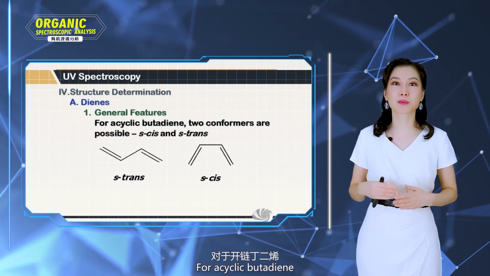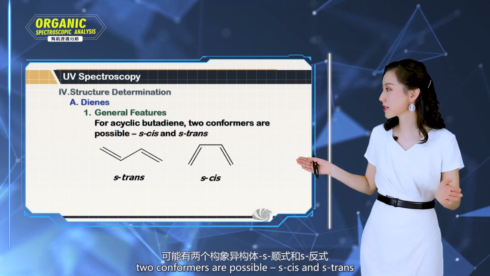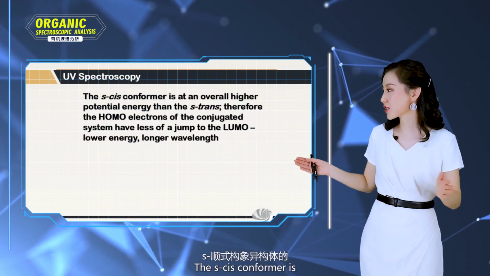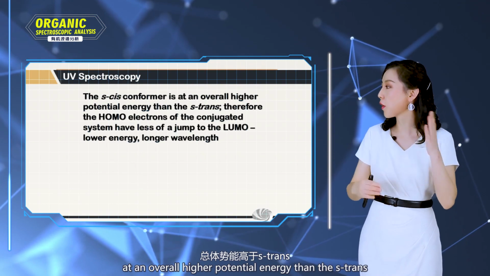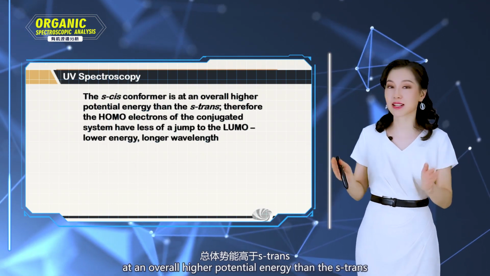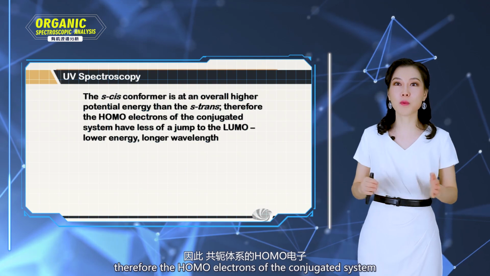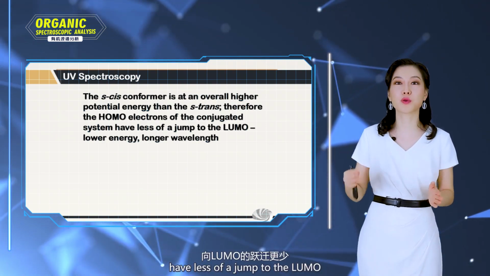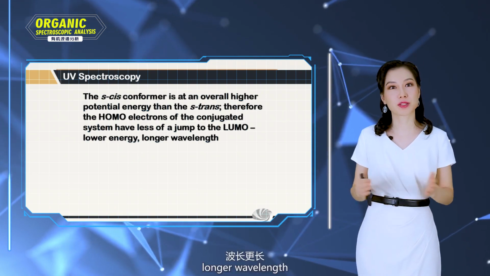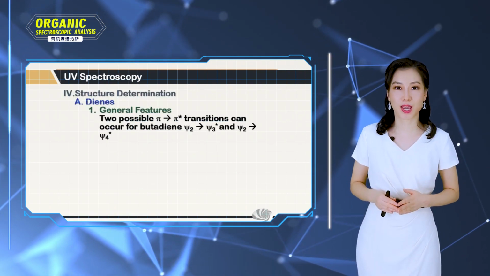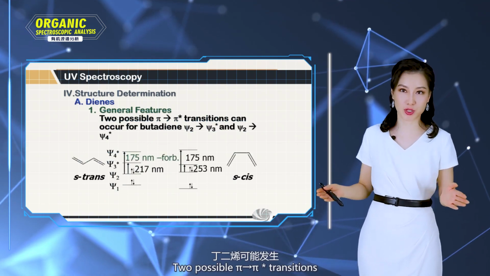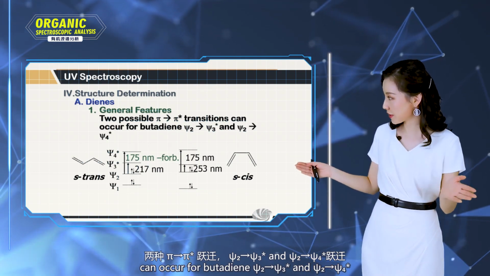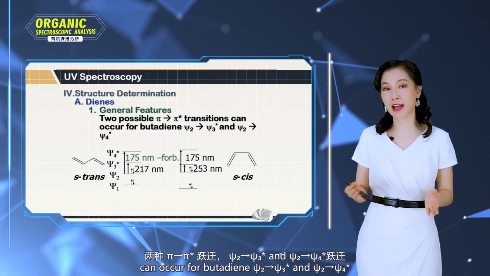For acyclic butadiene, two conformers are possible, the s-cis and s-trans. The s-cis conformer is at an overall higher potential energy than the s-trans. Therefore, the HOMO electrons of the conjugated system have less of a jump to the LUMO, lower energy, with longer wavelengths. Two possible pi to pi star transitions can occur for butadiene, pi 2 to pi 3 star and pi 2 to pi 4 star.